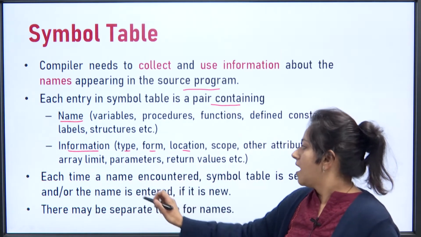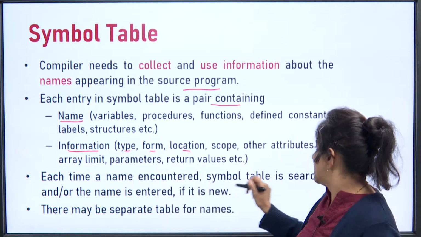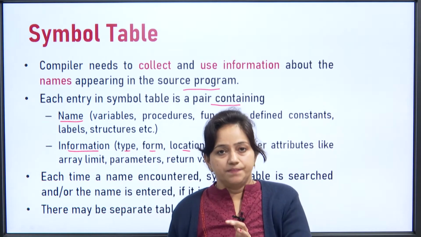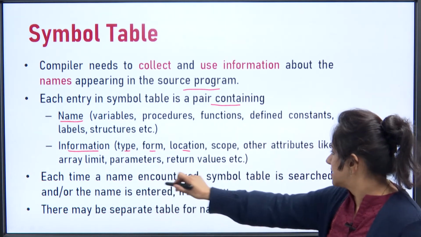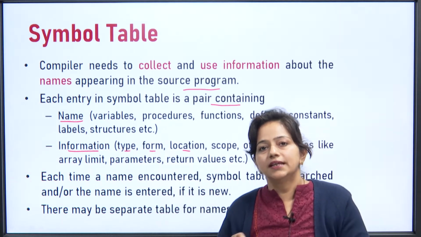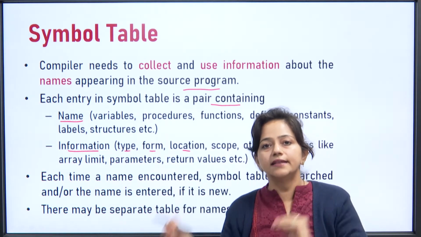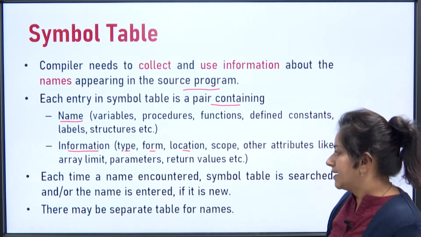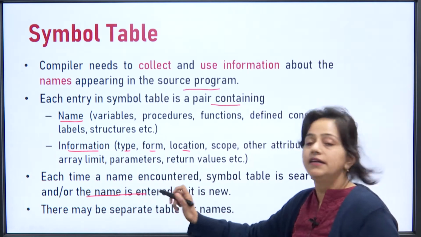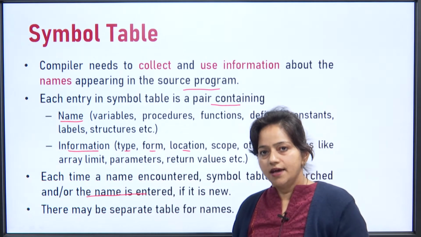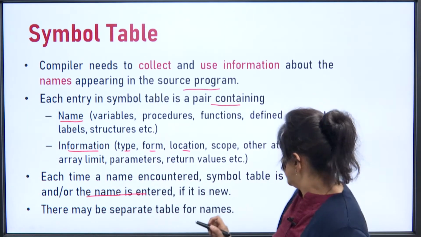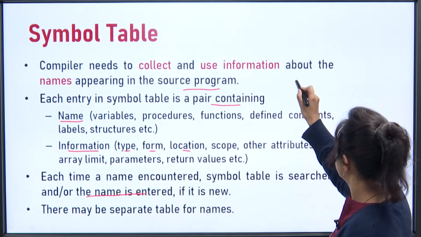Each time a name is encountered, the symbol table is searched. Whenever some name is encountered, it will check whether that name is already in the table or not. If it is not in the table, then that particular name will be entered into the table. If it is already there, there is no need to create a new entry in the table. And this is about the single table.